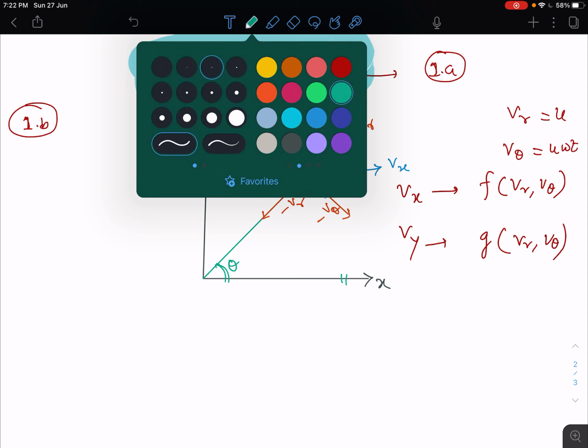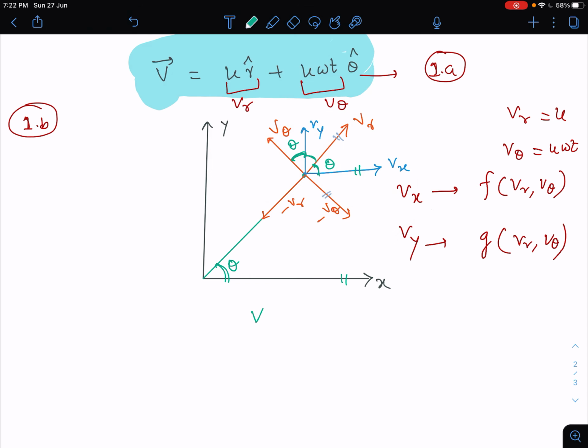So what is now Vx? Vx is Vr cos theta minus Vθ sin theta. Since theta is closer to Vr, it will be cos theta. The part that is closer to Vr will be cos theta, and the part in the perpendicular direction will be sin theta. So this is the rule. So Vx is just Vr cos theta minus Vθ sin theta.